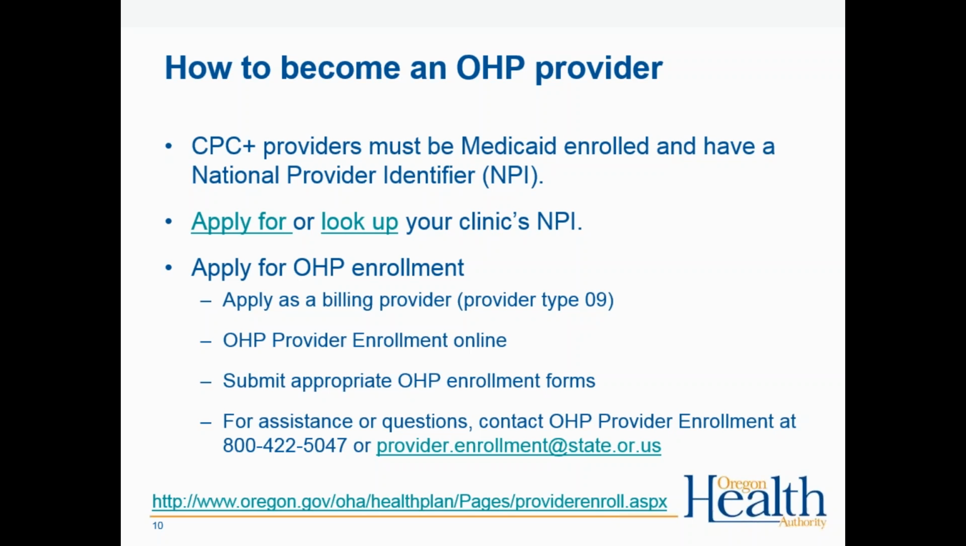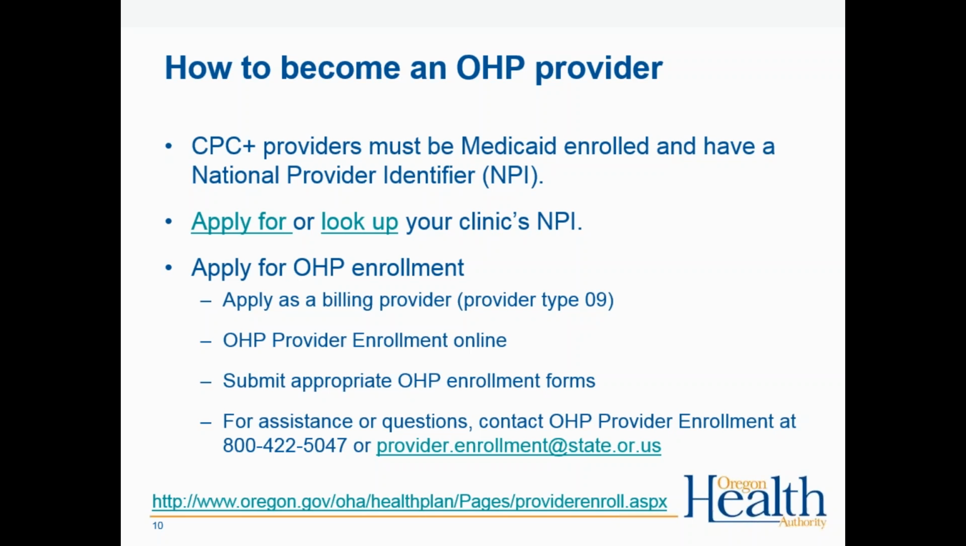There is a website at the bottom of the page for our provider enrollment here at the Oregon Health Plan. If you're not already enrolled as a billing provider, you would want to enroll as a provider type 09. That's a billing provider. We do realize that some clinics are already enrolled, and also some nurse practitioners and Indian Health Service providers will not need to re-enroll with a type 09, and we'll talk a little bit more about that. It's also listed in the tip sheet very explicitly.